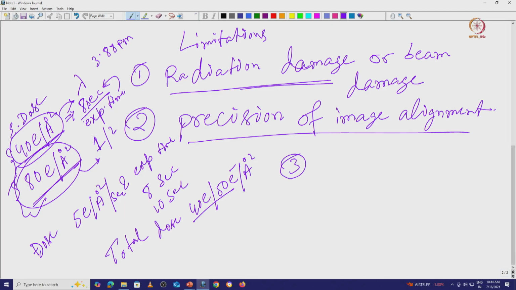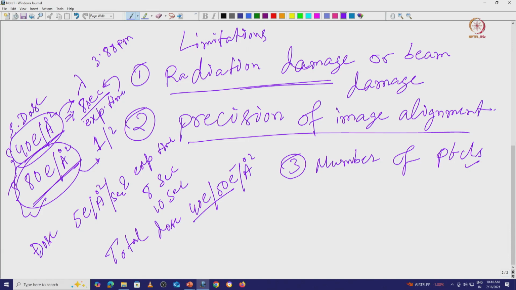Then the third problem is the number of particles. For single particle cryo-EM we need a huge number of particles. That should satisfy all the Euler angles, and that is the reason you need a huge data set.